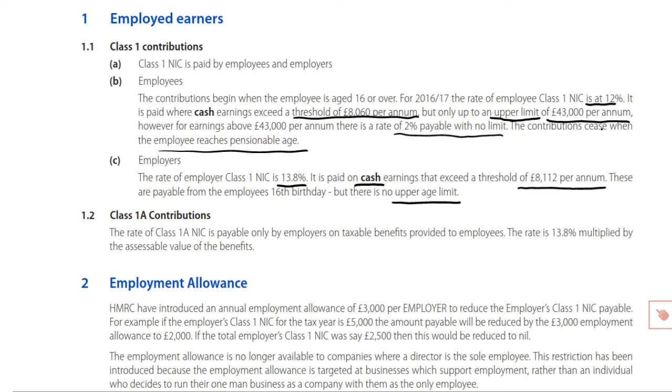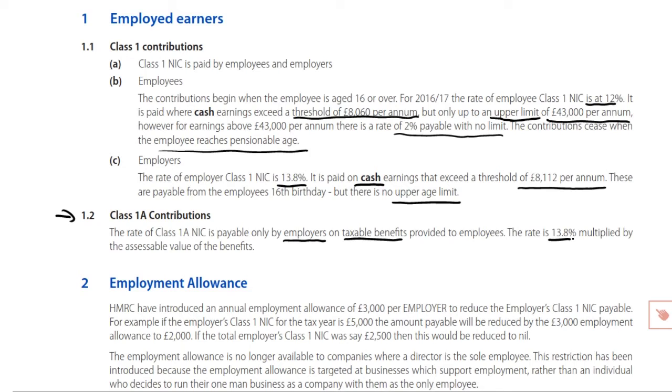We mentioned there that that is on cash earnings. There are then Class 1A contributions, as you see here in section 1.2. This is only payable by employers, and it's on taxable benefits provided to the employees. It's the self-same rate as you use for the employer's Class 1 NIC, 13.8%, again multiplied by, of course, the value of those assessable benefits.